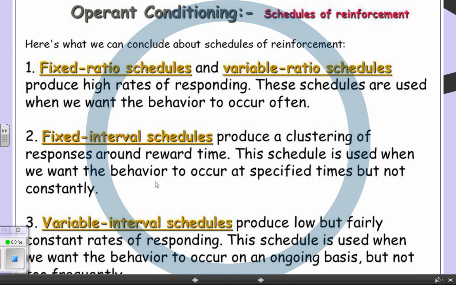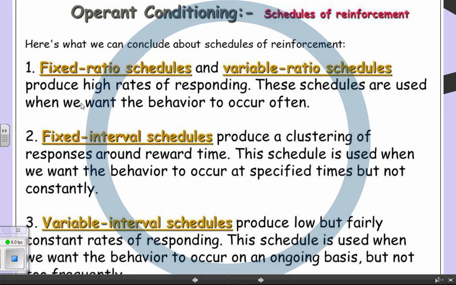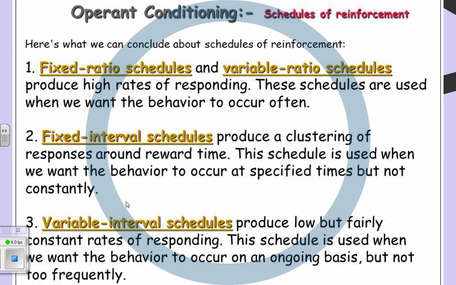Talking about the intervals, the fixed interval schedule produces a clustering of response around the reward time. Remember the example, report time. Everybody works. You put all these endless, sleepless nights to finish the work as soon as possible. Okay, the schedule is used when we want the behavior to occur at a specified time, but not constantly. Exams. Remember exams. How you will study towards the end of the year 12 more than in the beginning. But that's not correct. Kevin said that.